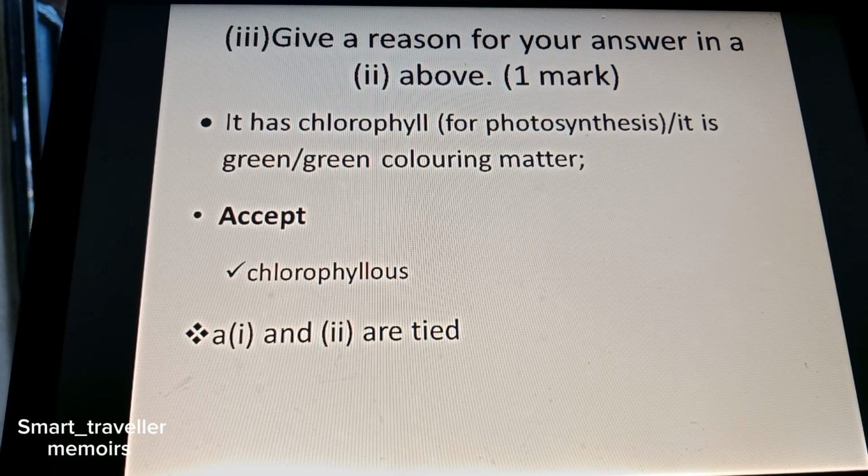Note this, A1 and A2 are tied. So if you fail A1, you cannot get A2. That's the meaning of tying.